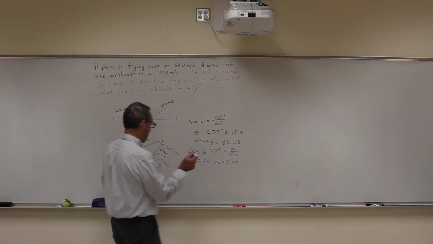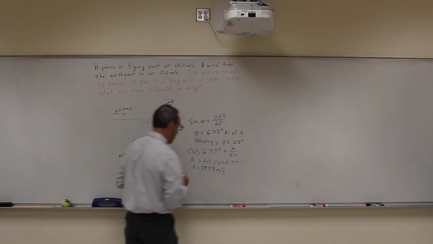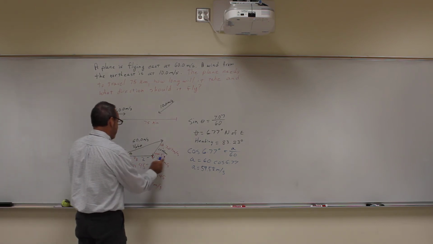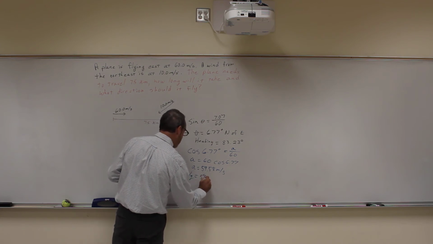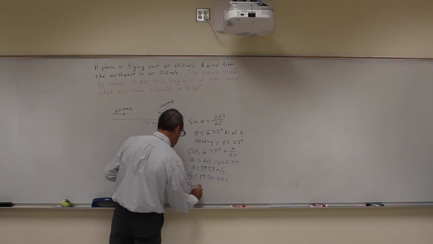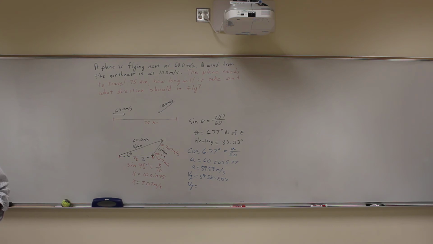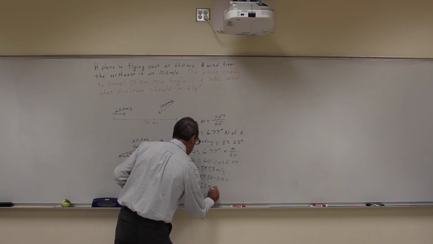And when you calculate that, you get 59.58 meters per second. So that's the whole side, but my velocity with respect to the ground is going to be 59.58 minus 7.07. And so you subtract that off of there, and you get that the ground speed is 52.5 meters per second.